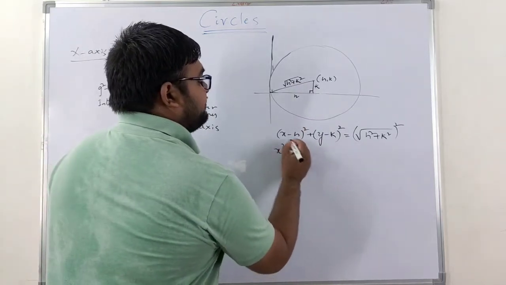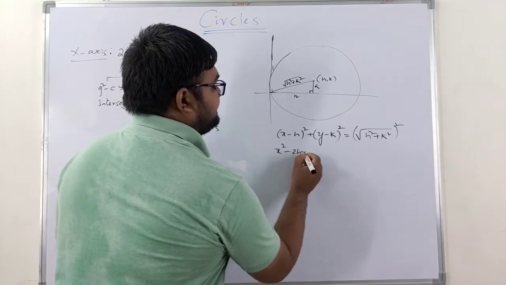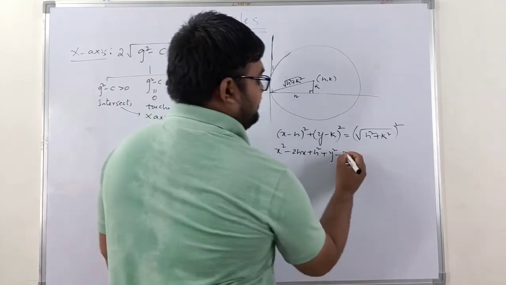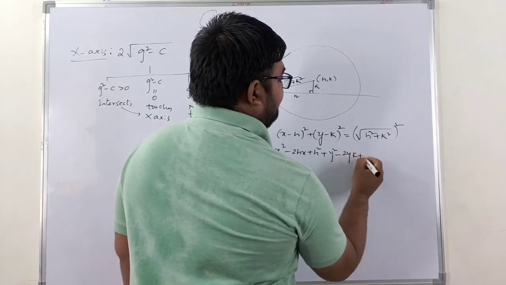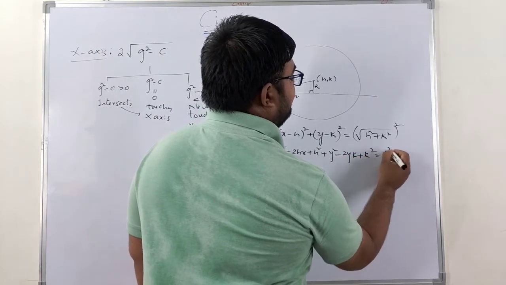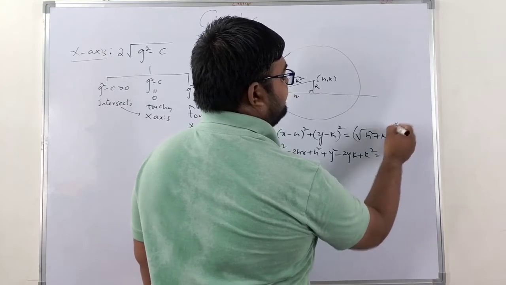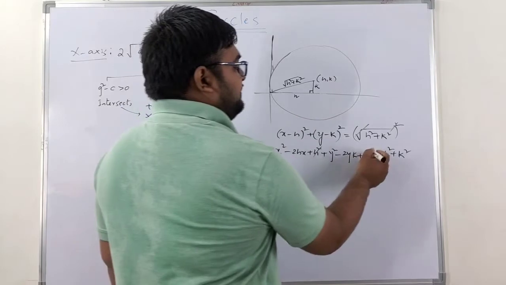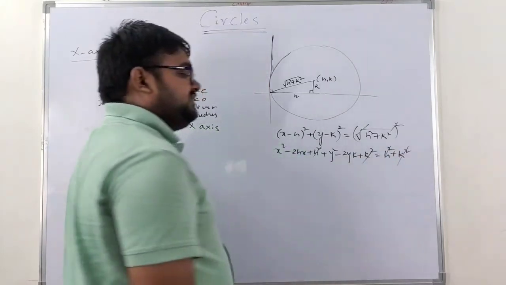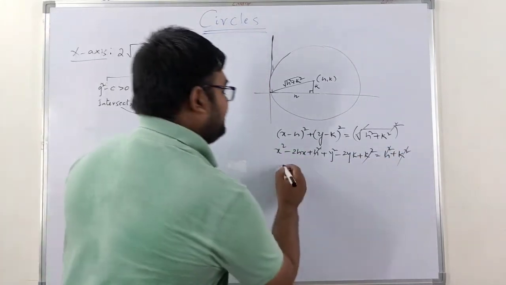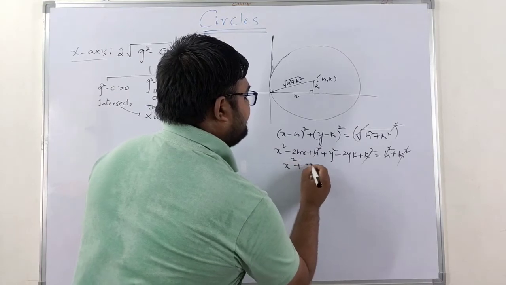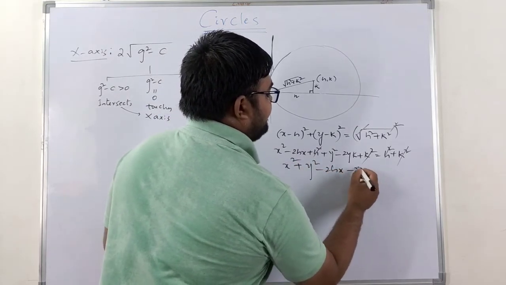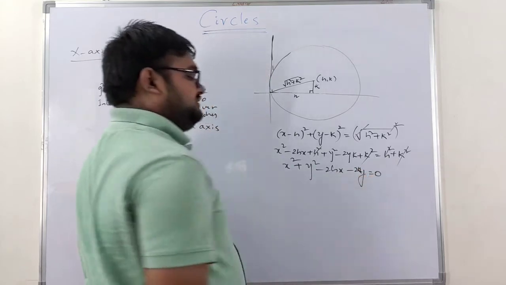On expanding, what are we going to get? x square minus 2hx plus h square plus y square minus 2yk plus k square is equal to h square plus k square, since the square and root get cancelled. Now on both sides we have h square and k square, so they get cancelled. Finally we get x square plus y square minus 2hx minus 2ky is equal to 0.